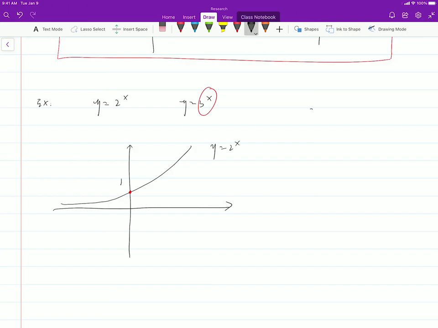At 1, you have 2 and 3. At 2, you have 2 squared and 3 squared. 2 cubed, 3 cubed, you just keep going. Can you see that at any point, the red one will be bigger than the black one, which makes it steeper.